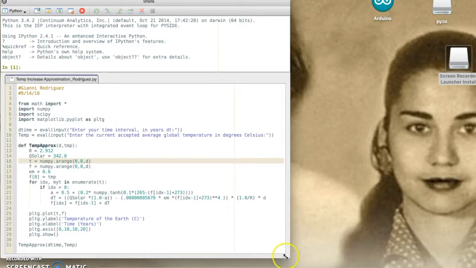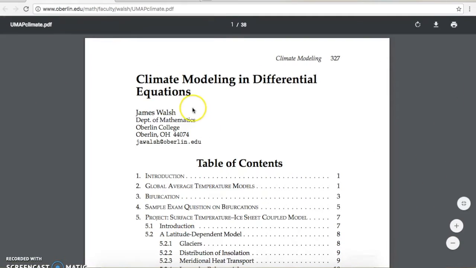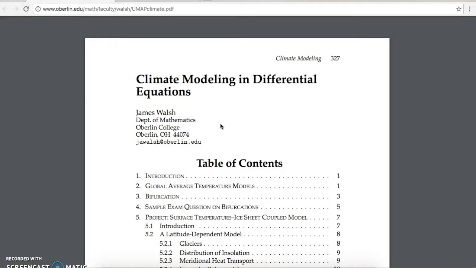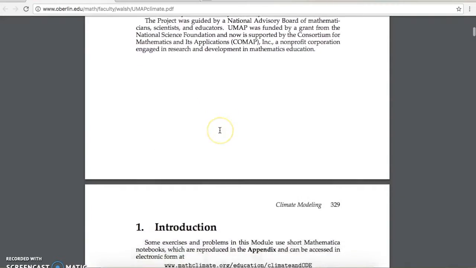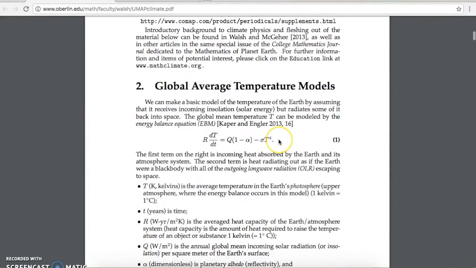To create my basic climate model, I've used the textbook Climate Modeling and Differential Equations by Dr. James Walsh in the Math Department of Oberlin College. I really like this textbook because it gives a good breakdown of the initial equation it uses. So to start, here is the equation that I've used as the premise for my climate model, and I've rearranged it a little bit so that it can output the change in temperature here.